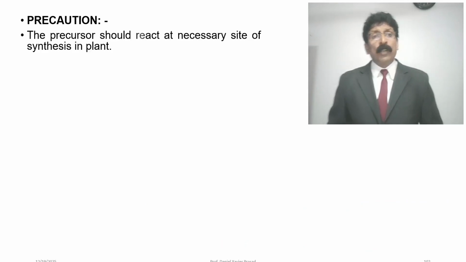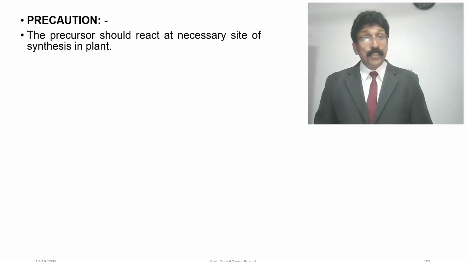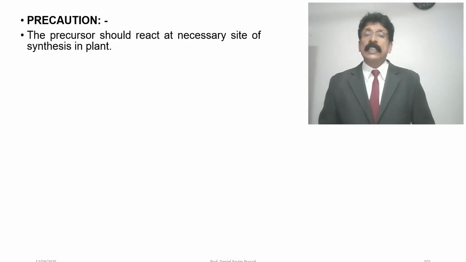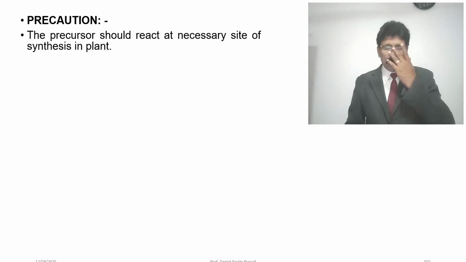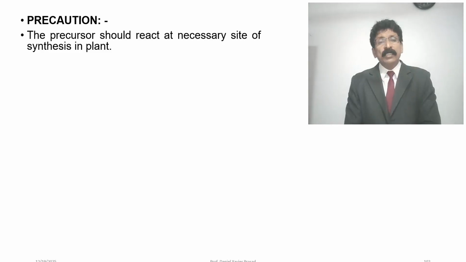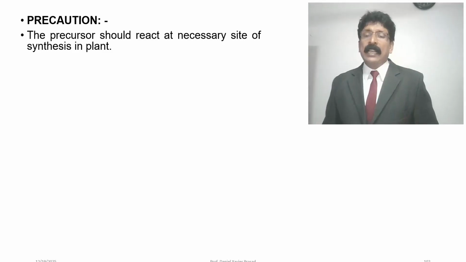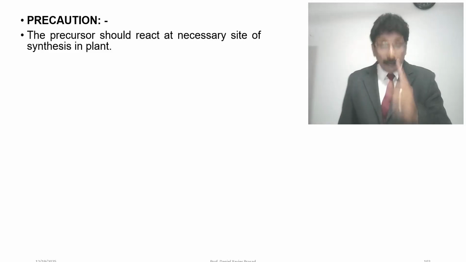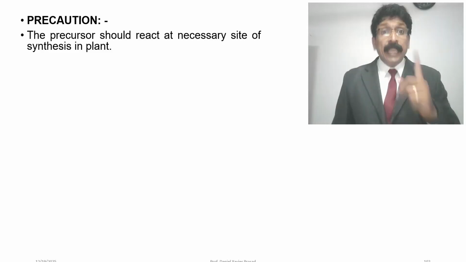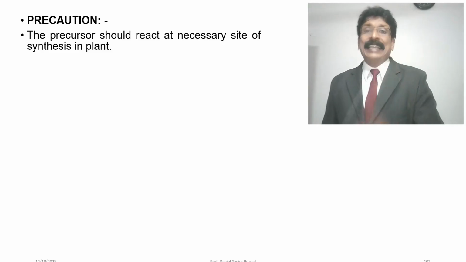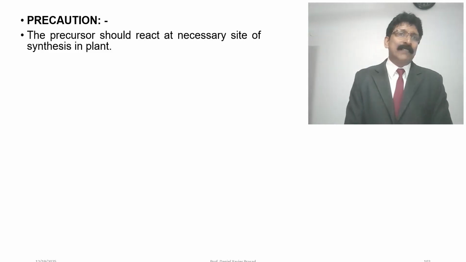Precautions: what are the precautions you have to carry out when you are doing this experiment, investigation of a biosynthetic pathway? The precursors should react. The precursor which you are selecting for labeling should react at the necessary sites of synthesis in the plant. Otherwise there is no use.